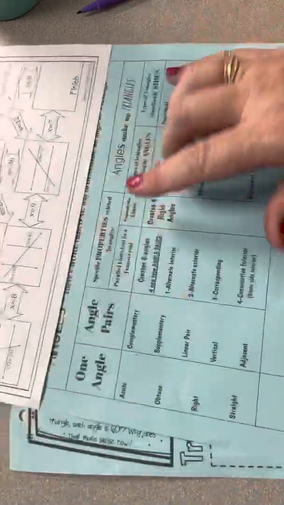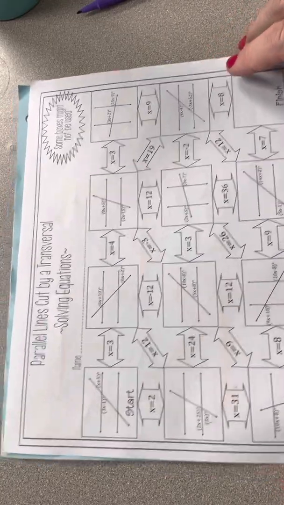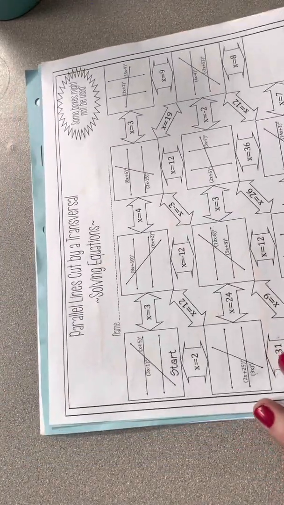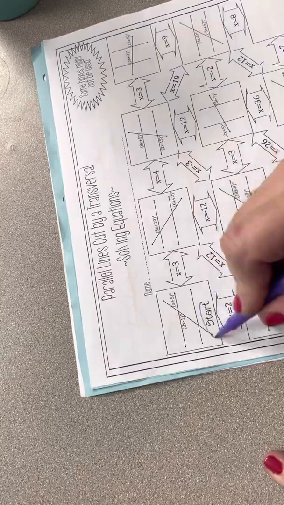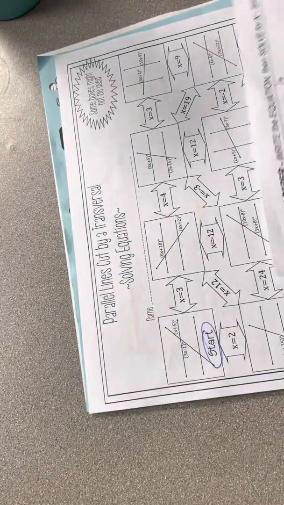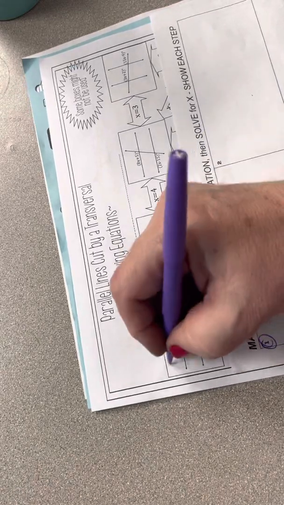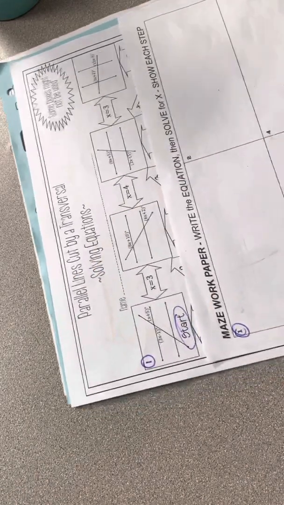For tomorrow is an e-learning day, so this is what everyone's going to do tomorrow. Okay, we did the first one together. So again, we're going to start with our start, and I gave everyone a sheet to record their work, maze work paper. So you're going to do the first one. So this is number one, so we're going to label it number one.